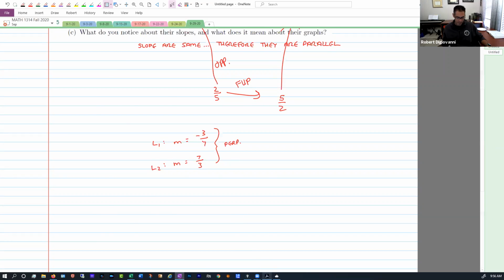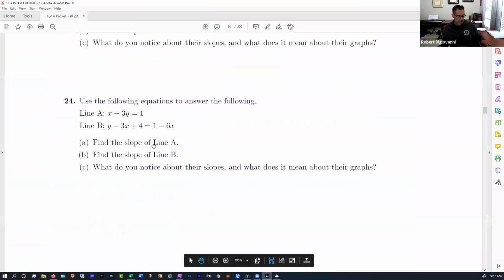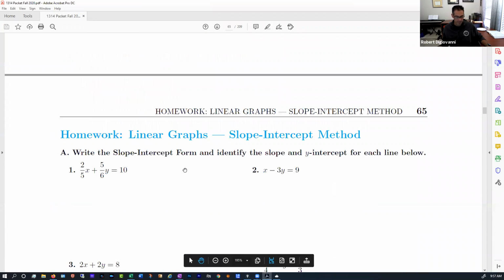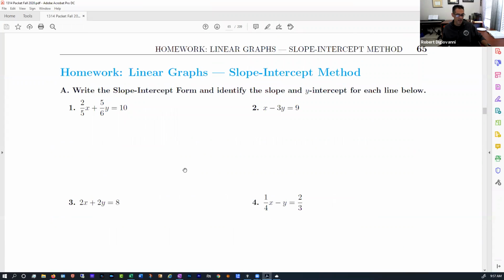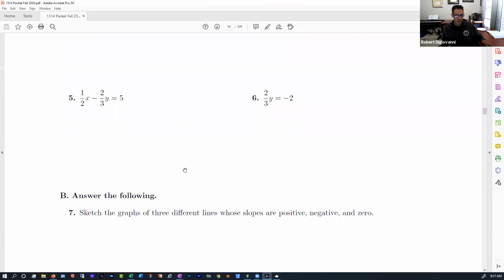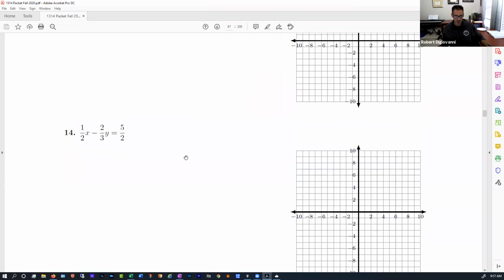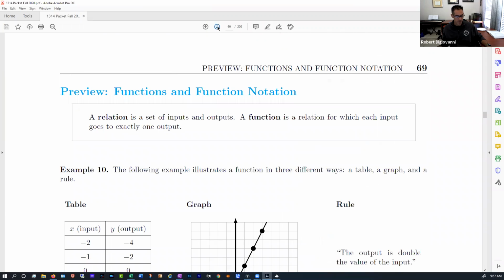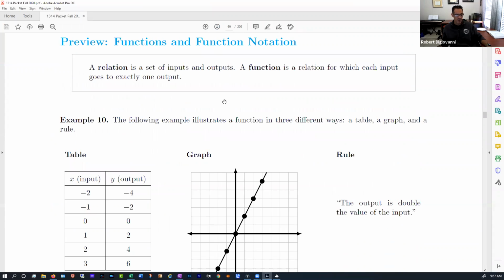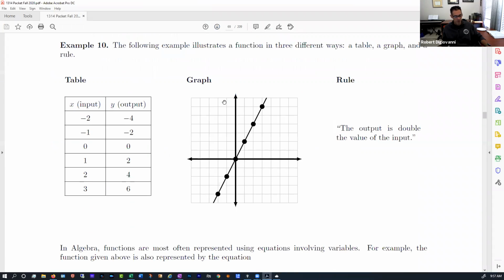Okay. I'll let you mess with that one. All right, that's it. That takes us through. You should now be able to do the homework for that section. And we move on now to functions and function notation.